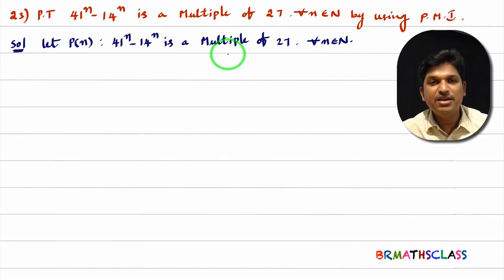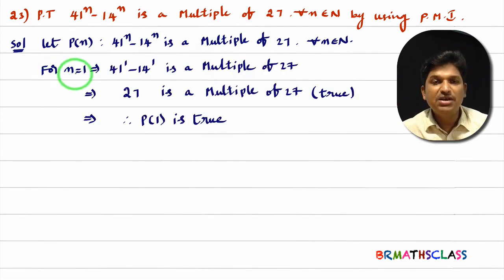To prove a statement by using the principle of mathematical induction, we will prove two things. First, we will prove p of 1 is true. Second, by assuming P of k is true, we will prove P of k plus 1 is true. First, I'll prove P of 1 is true. Let's see how we will prove it.